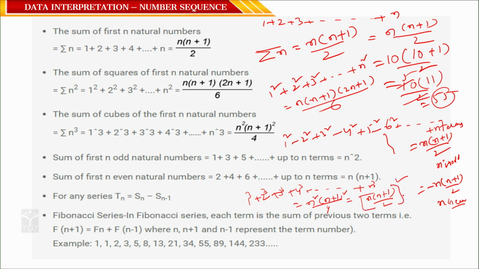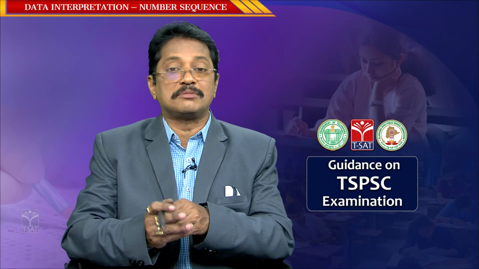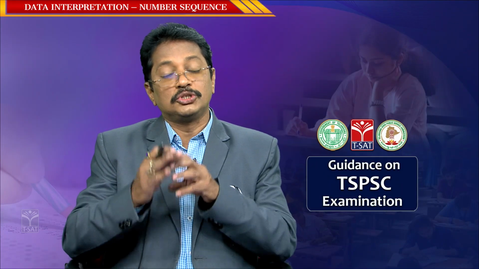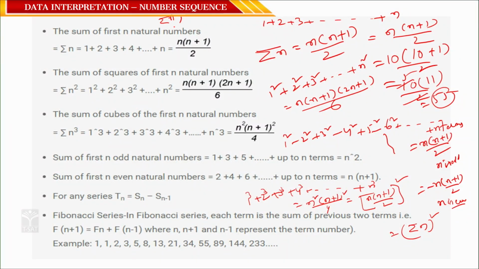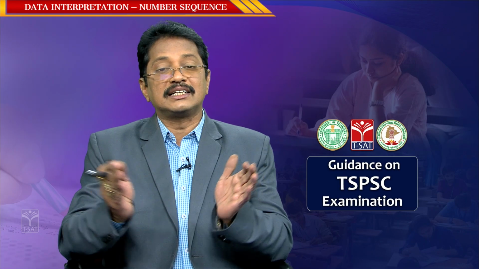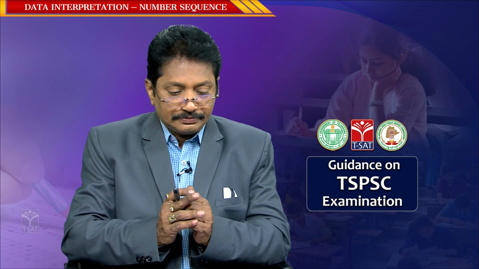What is n of n plus 1 by 2? This is nothing but sigma n, correct? Sigma n whole square. So, now you can make a relation between the sum of the first n natural numbers and the sum of cubes of the first n natural numbers. That is, sigma n cube is equal to sigma n whole square. This is a beautiful relation between the sum of cubes of the first n natural numbers and the sum of the first n natural numbers.